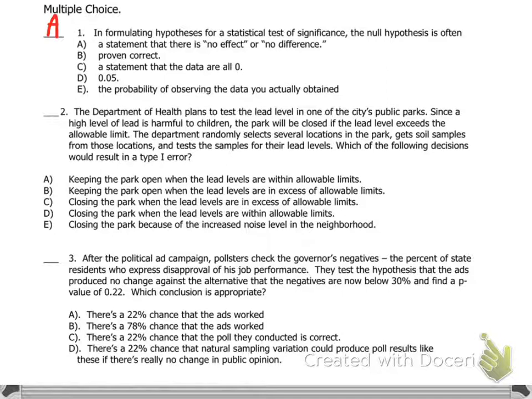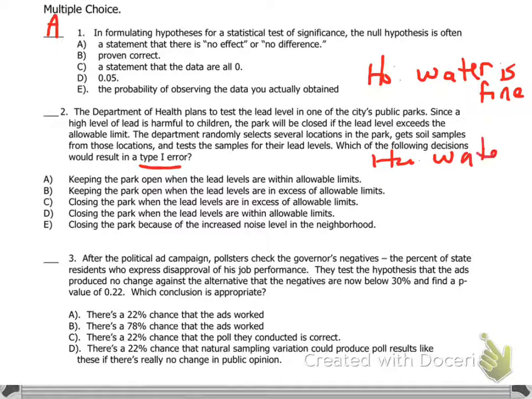Okay, let's look here at B. What they want to do is they want to know what a type 1 error is. So let's go right down our H0. When we're talking the water is fine, right? We assume that water is fine. There is no difference. And HA, water is not fine. Water is unsafe.